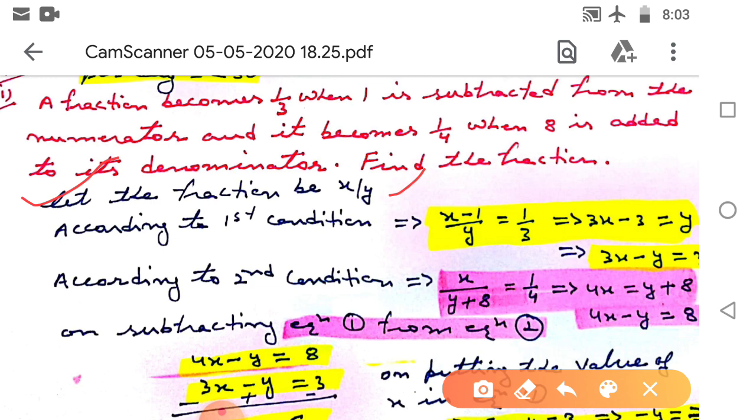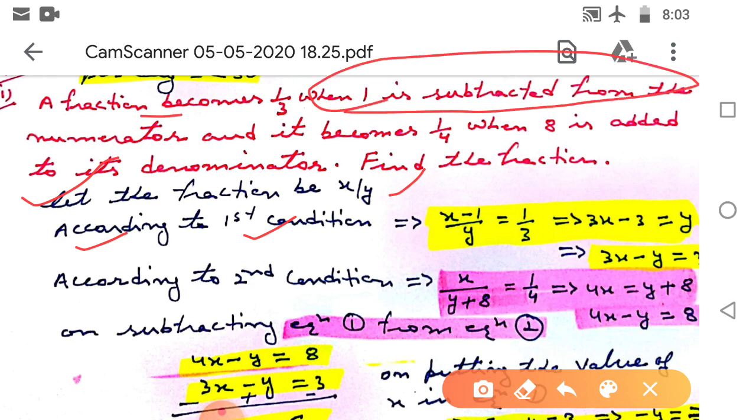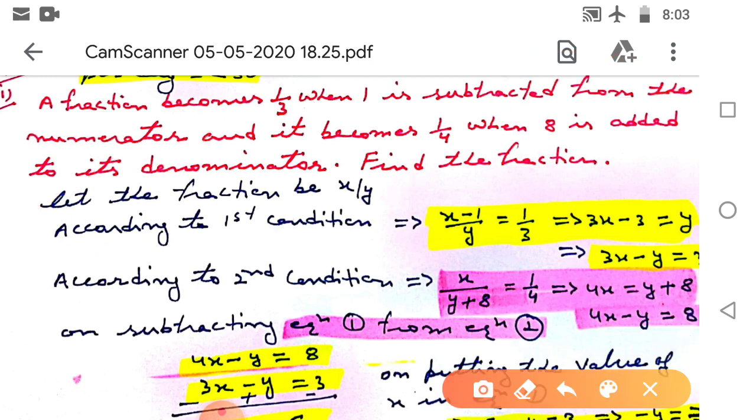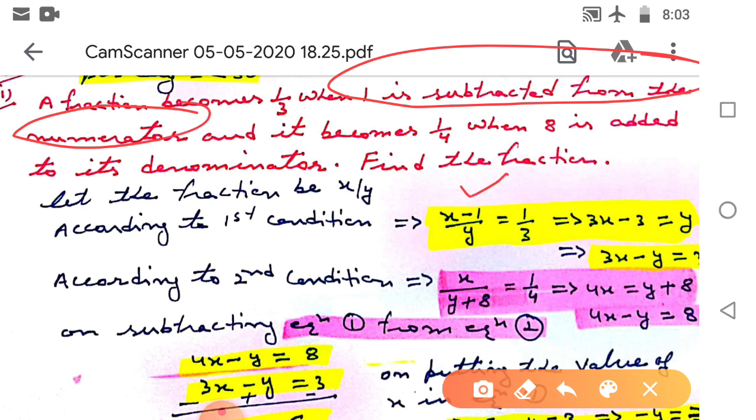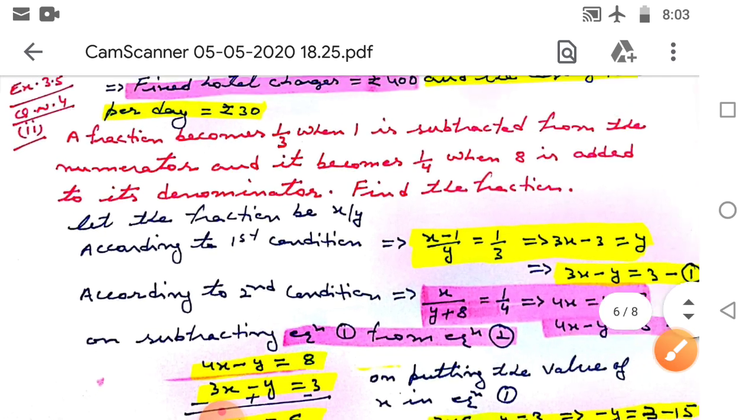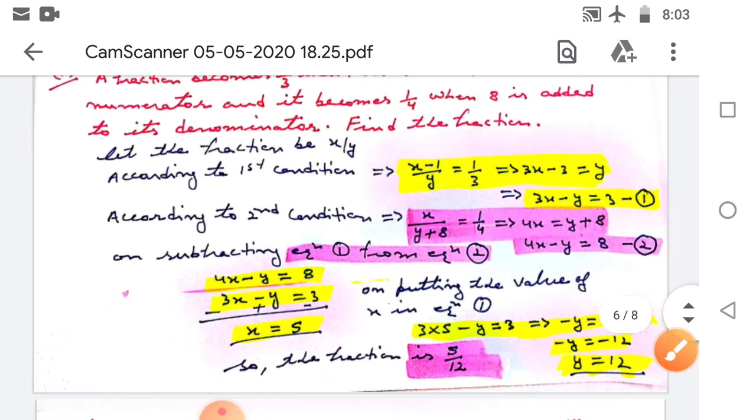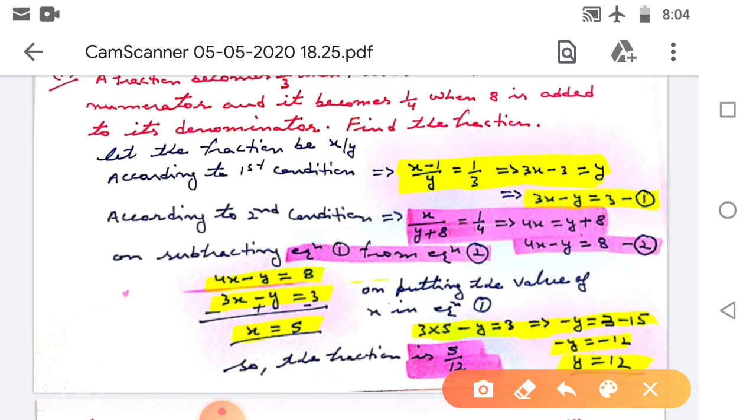Clear? Now, according to the first condition, 1 is subtracted from the numerator. So, x minus 1 upon y, and the fraction is 1 by 3. By cross multiplication, we get 3x minus 3 is equal to y. Right? So, here your equation number 1 is 3x minus y is equal to 3.